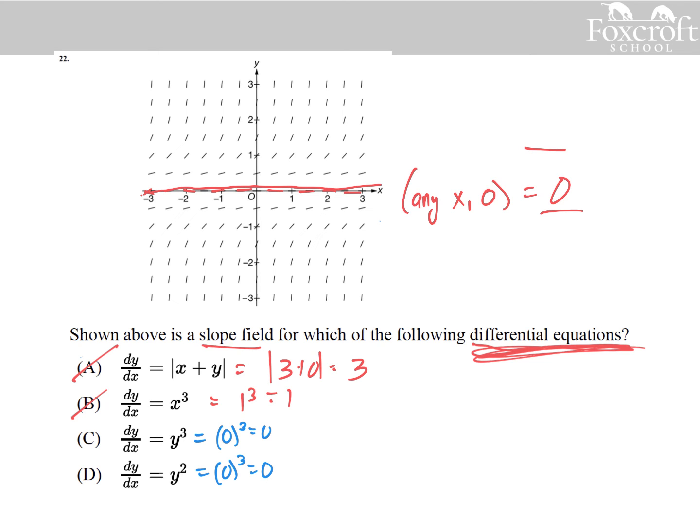Now I'll just try some other ones. If I try, say, this point here, 2, 1, I'm basically just plugging in the y value because there's no x value. So if y is 1, these are both 1, so that doesn't help me. If y is -1, this one is -1, and this one's +1. If I look at -1, that line's going that direction, so it should be a positive slope, which means D has to be the right answer.